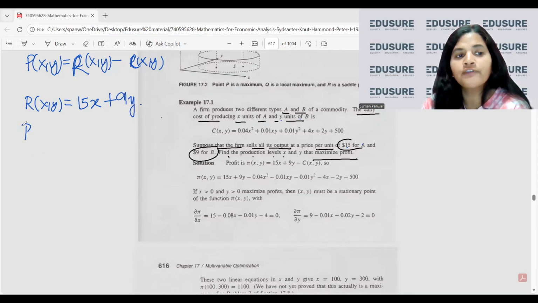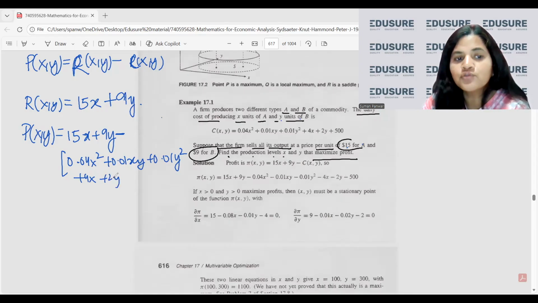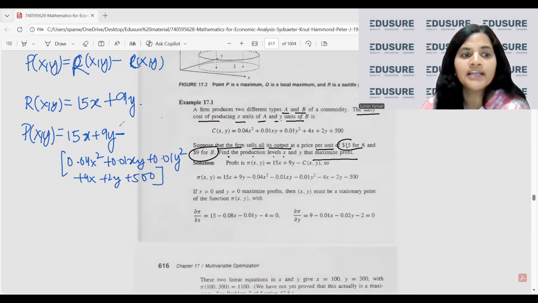So what is my profit function? My profit function is 15x plus 9y minus the cost function. So what is my cost function? 0.04x square plus 0.01xy plus 0.01y square plus 4x plus 2y plus 500. Okay, so if we collect all the like terms, let's try to have an expression. So first we collect the terms of x square.